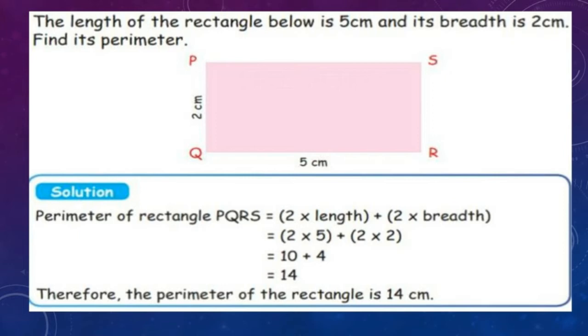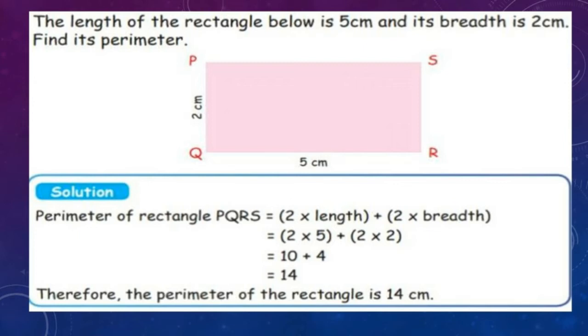Now we know the perimeter of the rectangle formula. Let us write it: 2 into length plus 2 into breadth. What is the length they have given? 5. So 2 into 5 plus 2 into 2, because the breadth is 2. We know the multiplication tables. 2 fives are 10, plus 2 twos are 4.